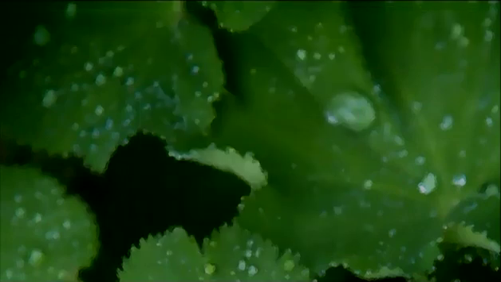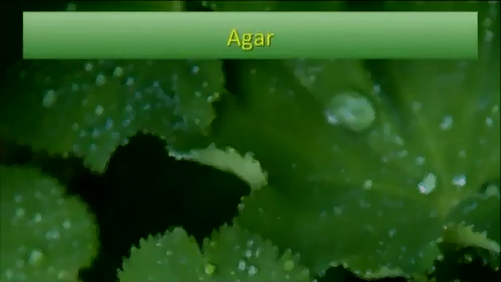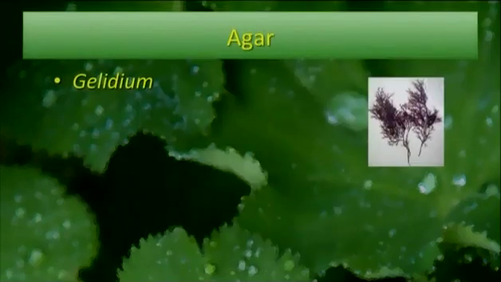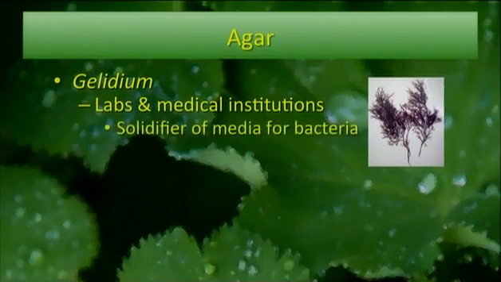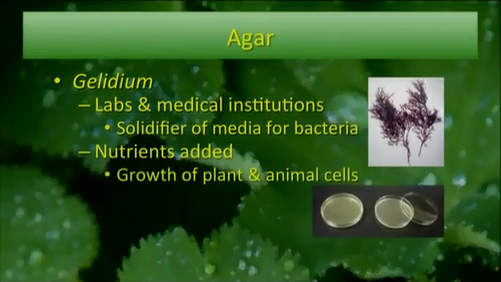Now we're going to return to the topic of agar. Most agar comes from the Gelidium genus, and this agar is widely used in labs and in medical places like hospitals. It's used as a solidifier of media for bacteria. When you have agar and you add nutrients to it, you can grow animal and plant cells in it.